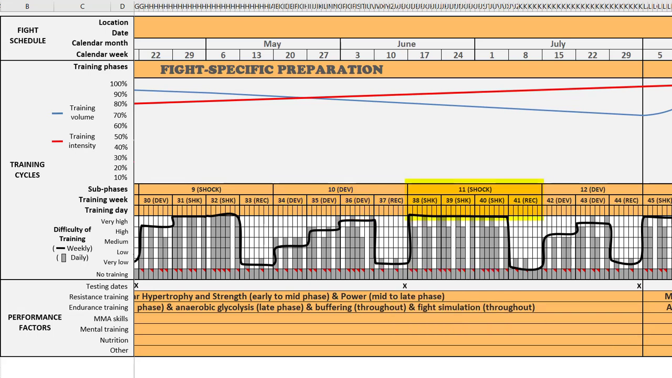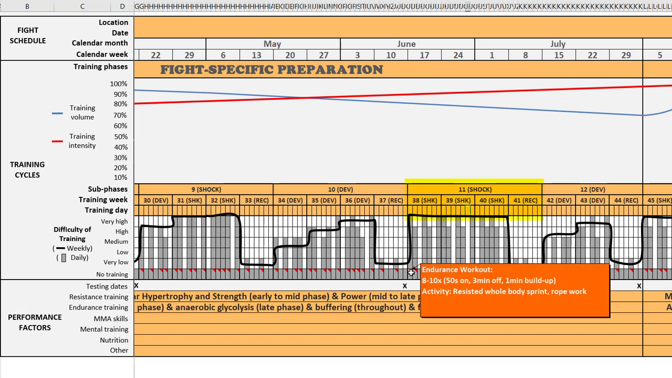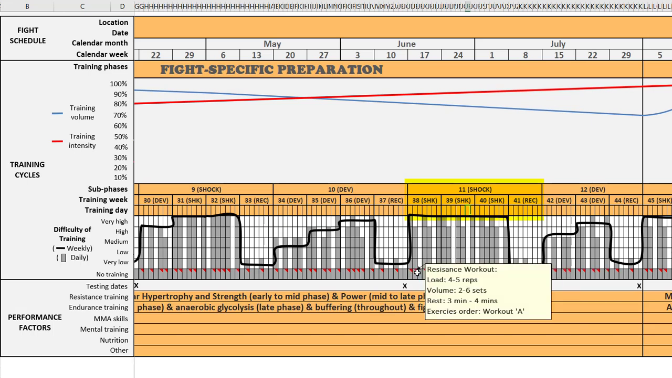So as we move on, we get into subphase number 11. This is a shock subphase with a 3-to-1 loading plan. So again, we find ourselves back into another shock subphase, and this one is pretty demanding. Now for week 38, let's have a look here. The work interval drops down to 50 seconds for endurance training with 8 to 10 intervals completed. For resistance training, the rep range lowers to 4 to 5, and the fight simulation, again, is incorporated every week.